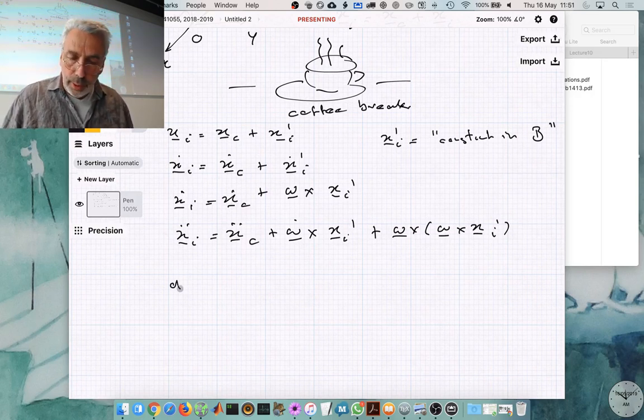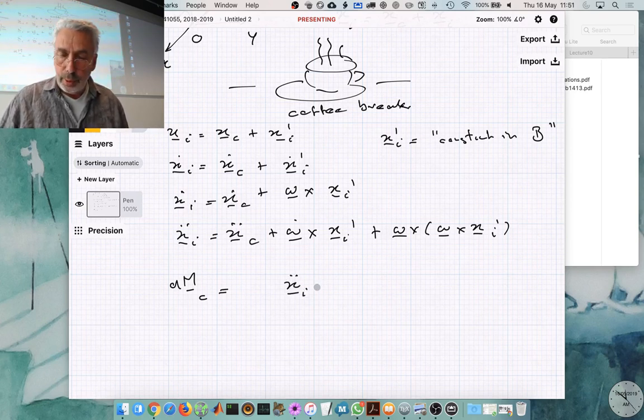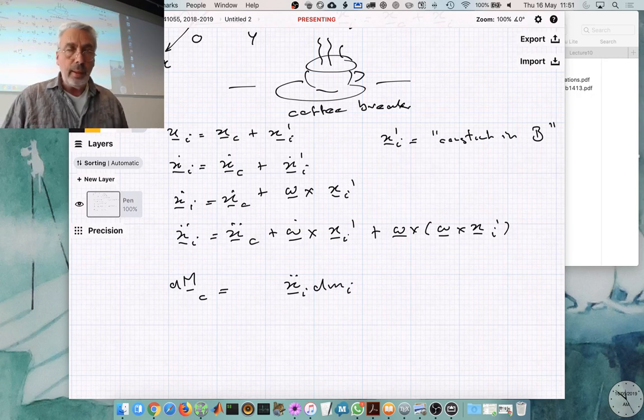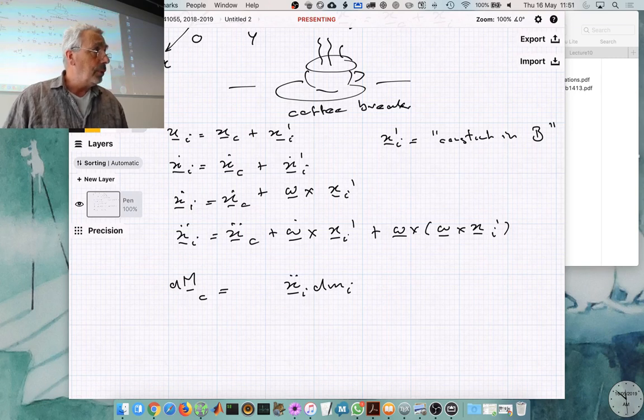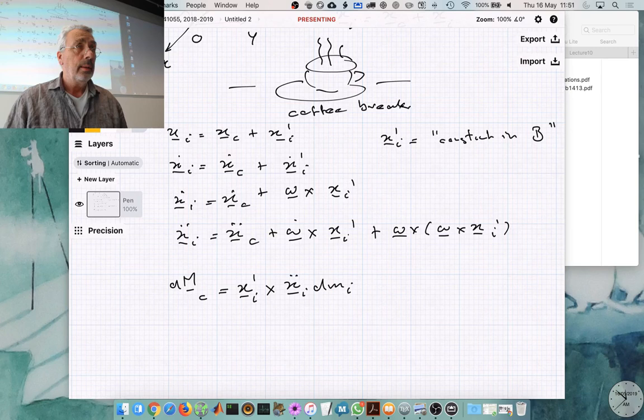So dm, and it's a three-dimensional thing, at c is of course, well, it is an inertia force, so it is acceleration in three directions, x double dot i, dm i. And then how do we find the torque in a general way? Well, again with the cross product. So the distance from the center of mass, and that was x i with the prime, cross this guy. And that is the torque.